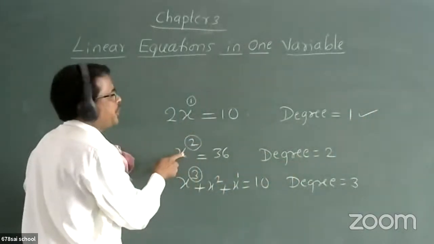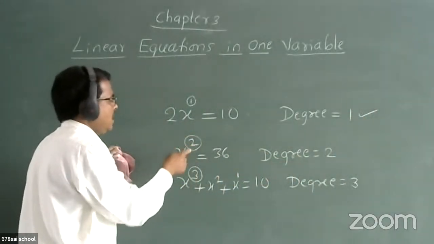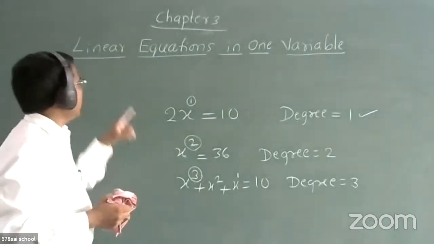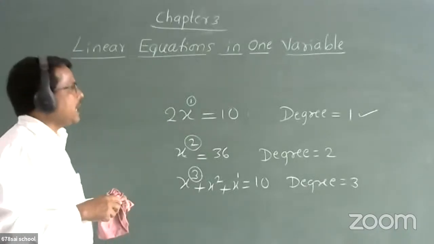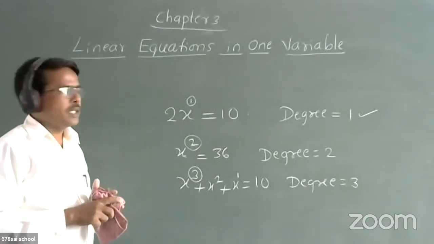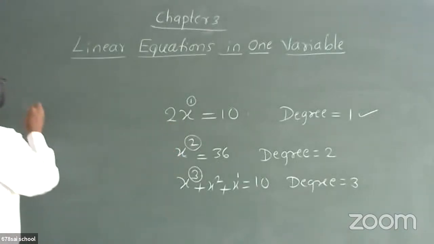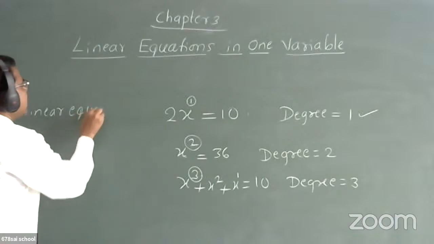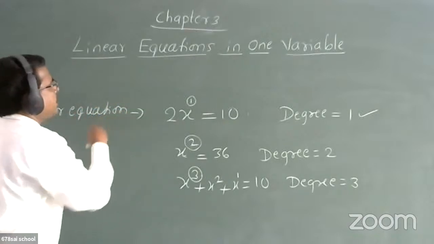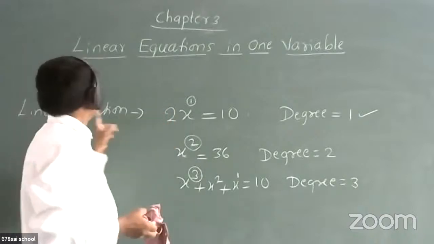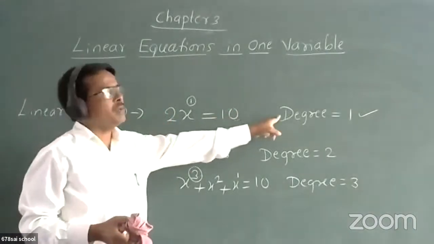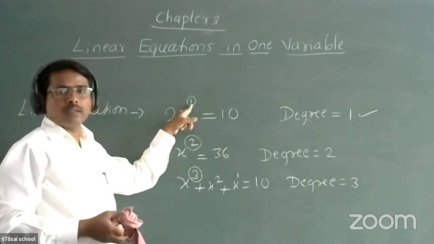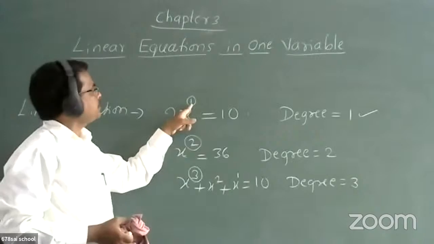Right now we are not going to solve any equations whose degree is 2 or more than 2. If the degree is 1, that equation is called a linear equation. This equation is a linear equation. What is a linear equation? Its degree should be 1. What is degree? Exponent of the variable. The highest exponent of the variable is 1 here.